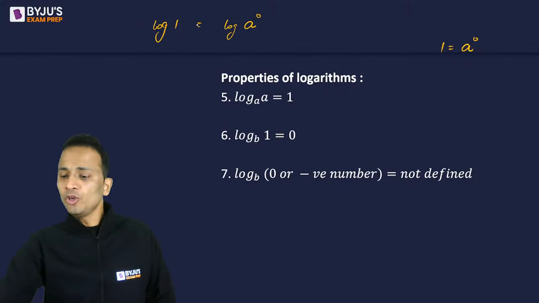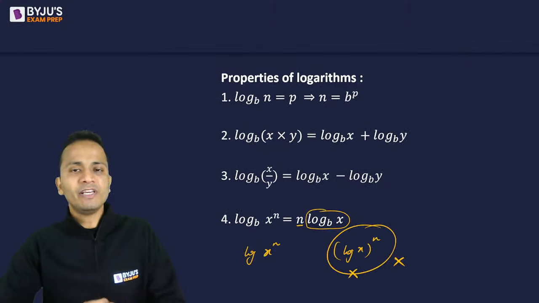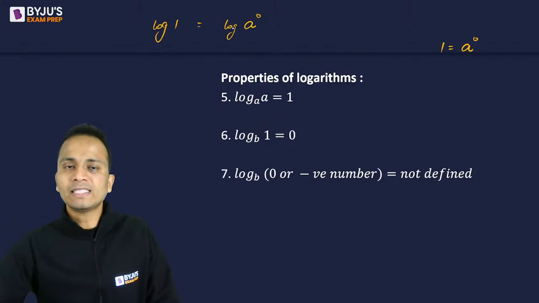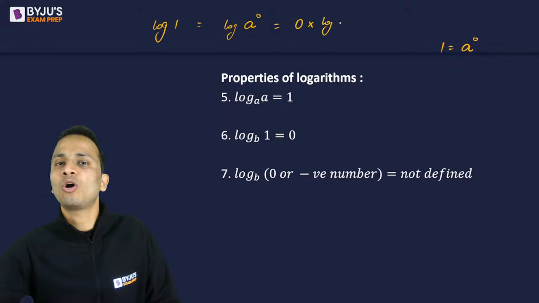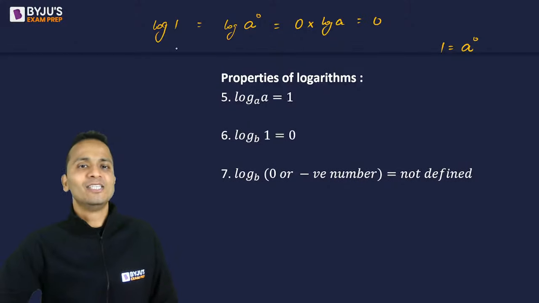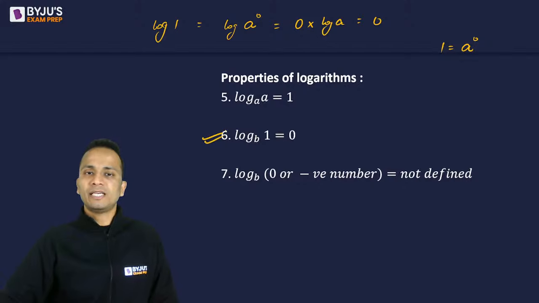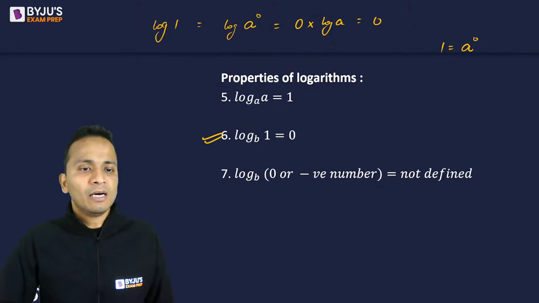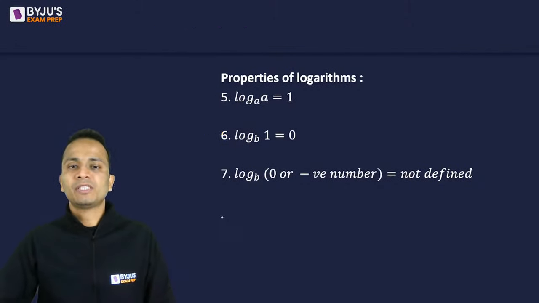Okay, then using the property that we have seen on the previous page, using this property number 4, you can say that log of a raised to the power 0 can be written as 0 comes in front and gets multiplied, 0 multiplied by log a. Now 0 multiplied by anything will always be equal to 0, right? So log 1 will be equal to 0, and that is property number 6. So log 1, whatever the base, will always be equal to 0. Done? Now moving on to the next property, property number 7.